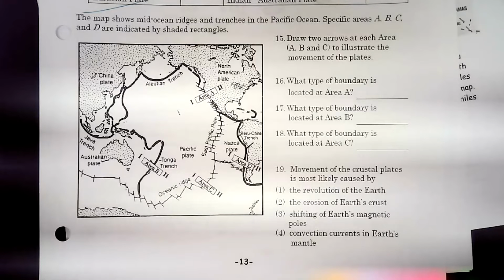Okay. Convergent, what happens there? Two plates come together. What's a transform plate boundary? They slide past each other. And what gets formed here? No, these aren't trenches. Faults.